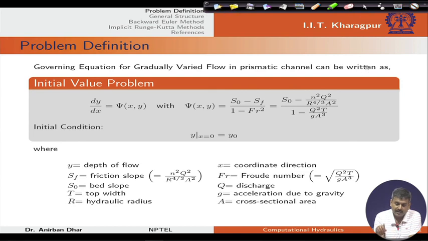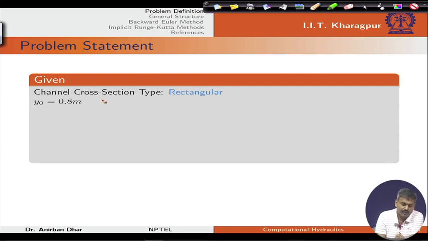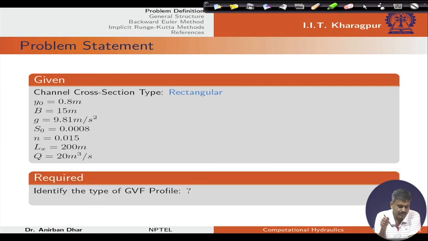Now, what is given and what is required for our problem solution? Given, let us say that we have a channel cross section type that is rectangular, then y naught, which is the initial value at x equals 0, is 0.8 meters. Then b, which is the bottom width of the rectangular channel, is 15 meters, g is 9.8 meter per second square, S naught is 0.0008, n is 0.015, Lx, the length of the domain or length of the problem which we need to consider, is 200 meters, and Q is 20 meter cube per second.